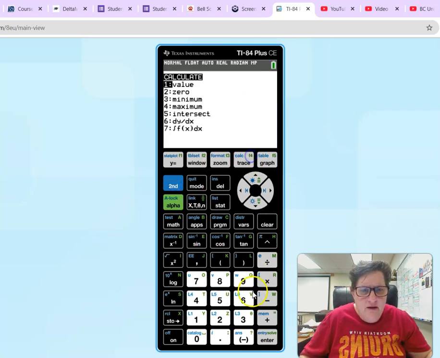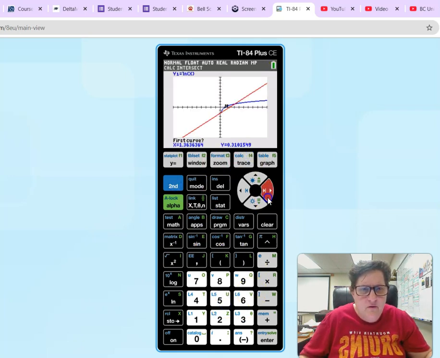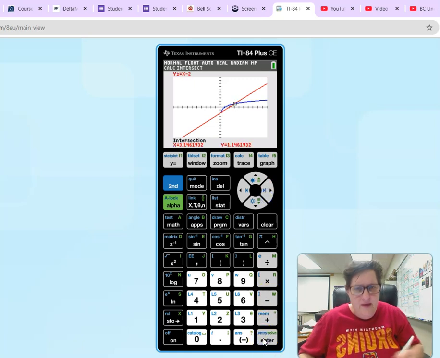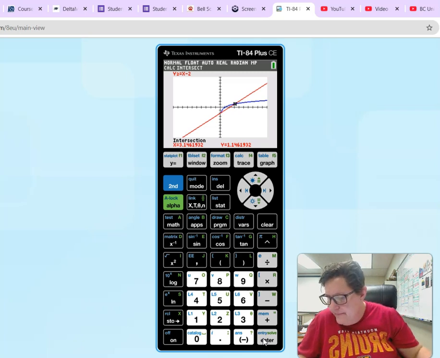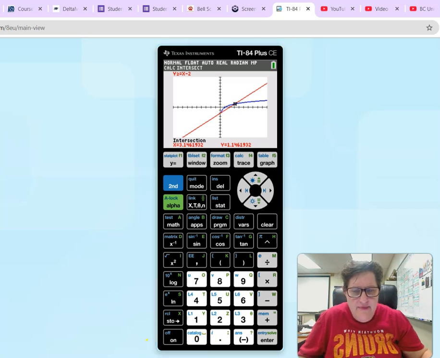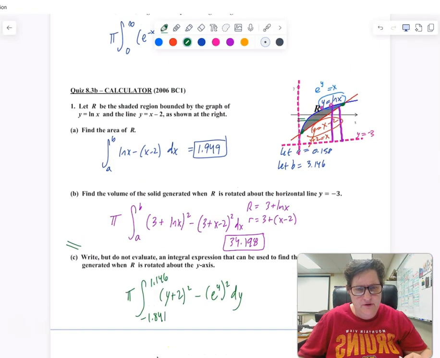And then calculate, intersect, go up here. And I've got the y-coordinate is 1.146. Cool. And then this one just said write but do not evaluate, so we're done.